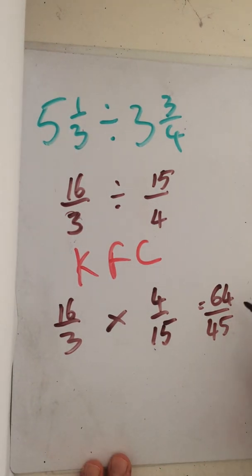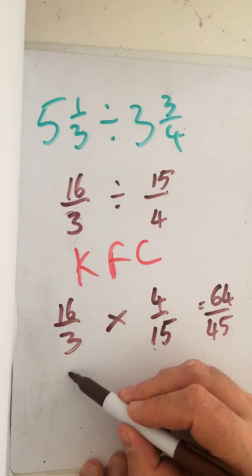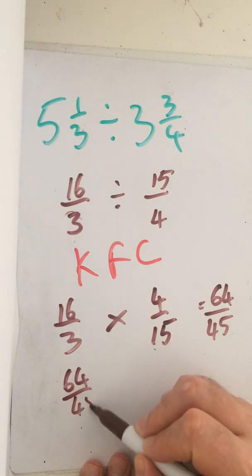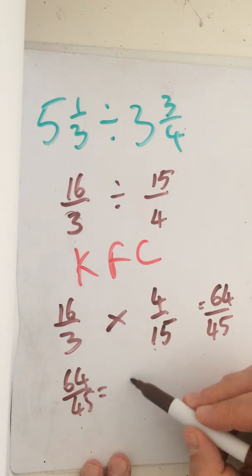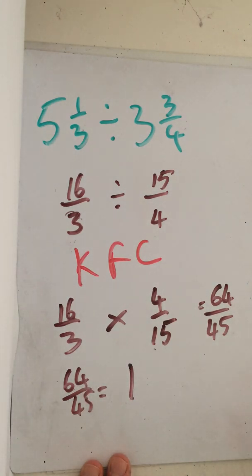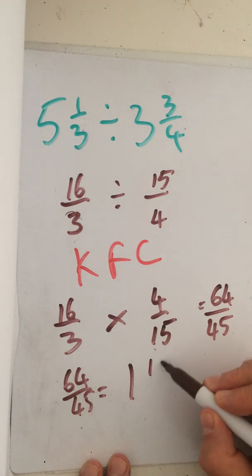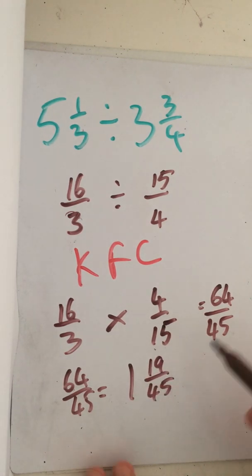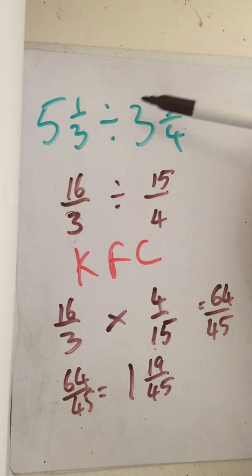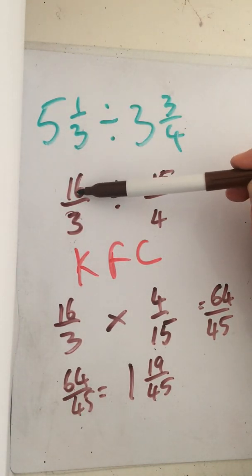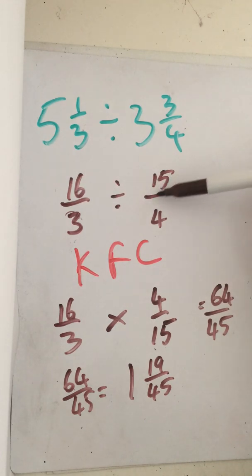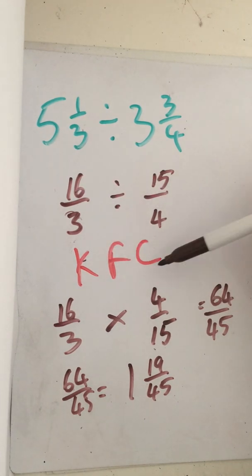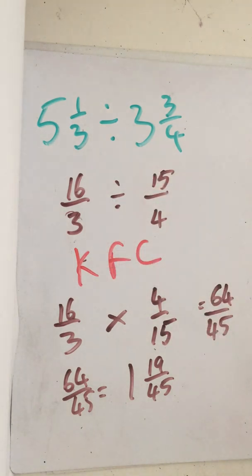Now we have to turn this into a mixed number. 64 over 45. How many 45s in 64? 1, so 1 and 19 45ths. So as long as we follow those basic rules, we put them into improper fractions first, then we do the KFC, and cross simplify when we can.